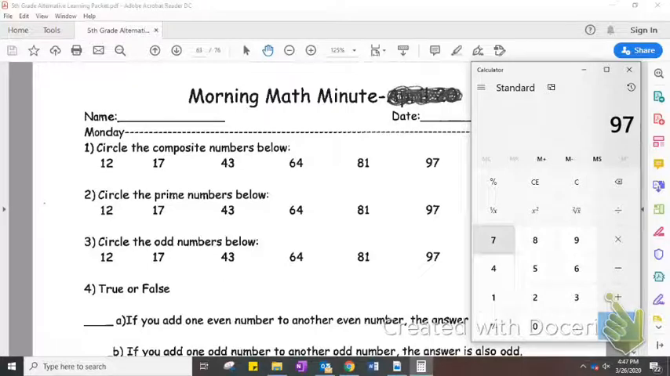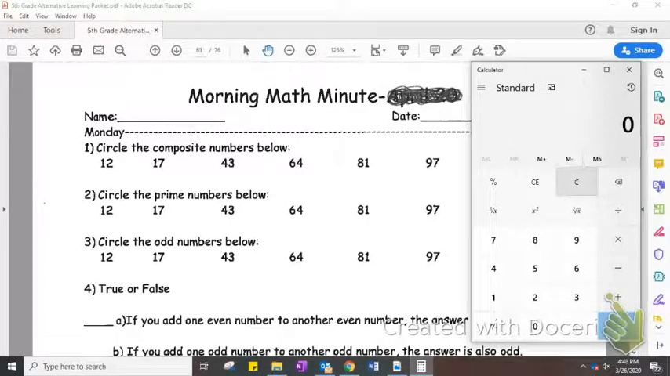97 will not be divisible by 5 because there's a 7 in the ones place. Is 97 divisible by 7? Try that again. Nope, doesn't work. 97 will not be divisible by 9 because it wasn't divisible by 3. 97 is not divisible by 10, and it's also not divisible by 11. 99 is divisible by 11. That makes it a prime number.